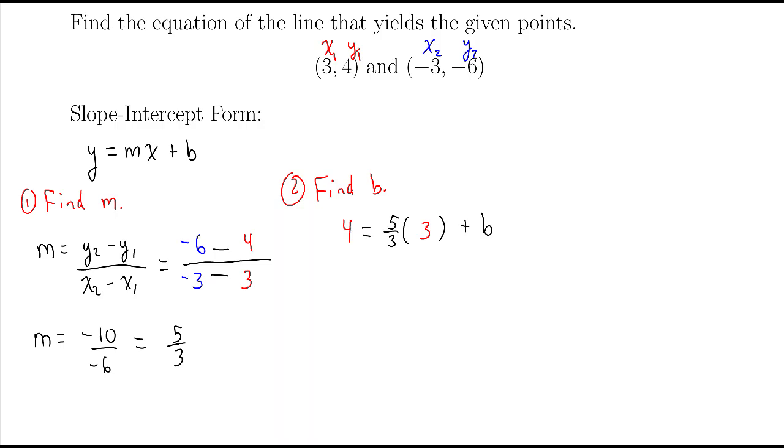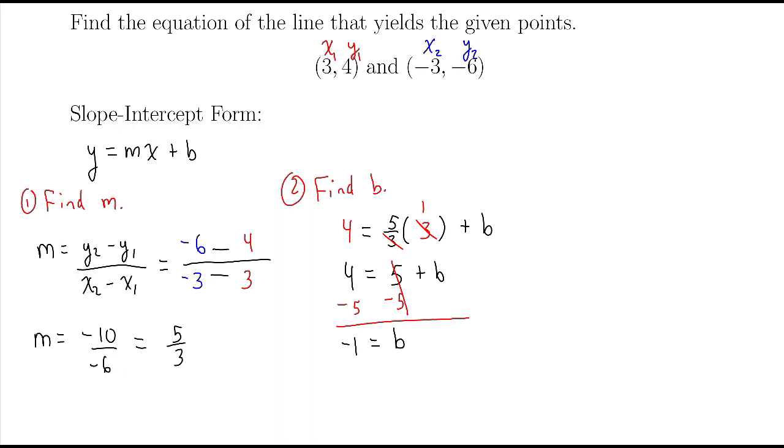So 5/3 times 3. Remember, if you have a number on the bottom of a fraction, you're dividing by that number. So you can either say 5 divided by 3, then times 3, or you can do 3 divided by 3, and that answer times 5. In this case, 3 divided by 3 is 1, and 5 times 1 is 5. So we end up with 4 equals 5 plus b. Subtract 5 from both sides. 4 minus 5 is -1, so b is -1.